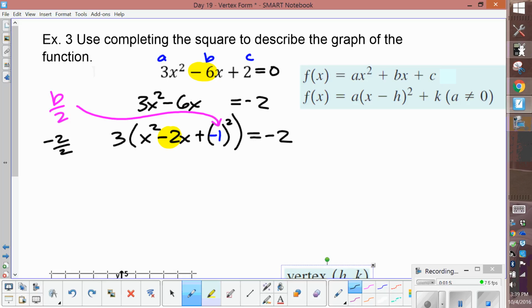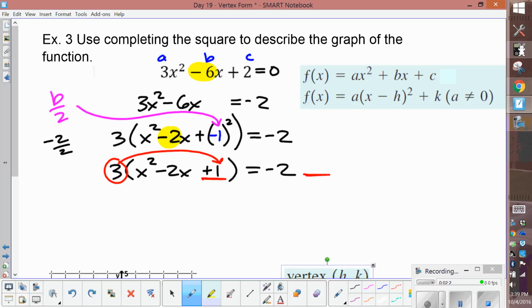Okay, so I'm going to clean this up a little bit. 3 times x squared minus 2x plus 1, and we know negative 1 squared is positive 1, equals negative 2. Now, I don't get to just magically add a plus 1 over here without doing the same on the right side of the equation and balancing it out. Remember, I'm not just going to add 1, because I do have this 3 here. If I were to get rid of those parentheses, I'm really adding 3 times 1, which is just 3.